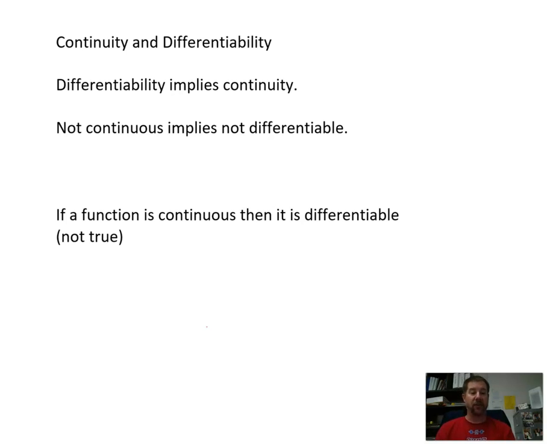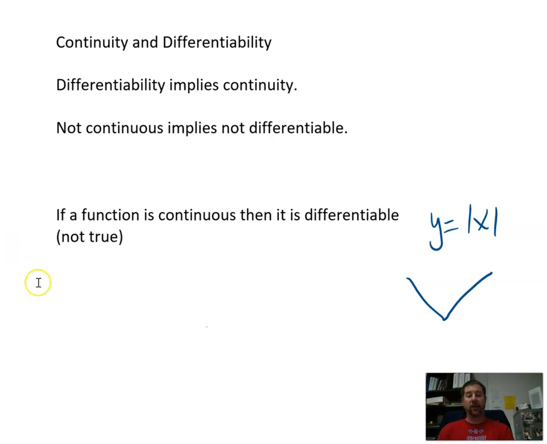Going back to the very first one we talked about, I could relate this back to the absolute value of x. y equals absolute value of x. This is a function that is continuous, but it's got that pointy part of the graph, right? And because those slopes don't agree coming from the left and the right, it is not differentiable at that point. So just because a function is continuous does not mean it has to be differentiable.